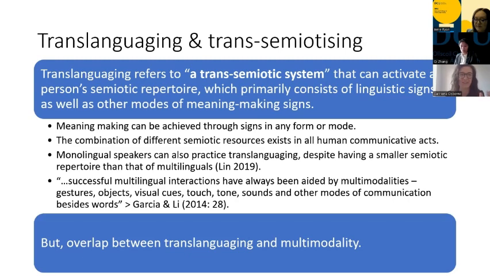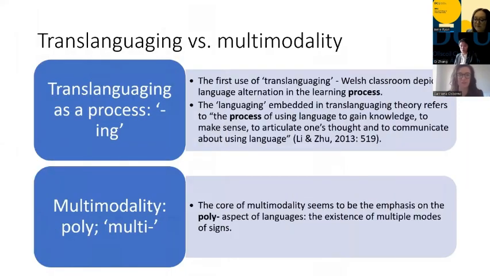So in my next slide now, I'm going to show the difference between the two. So translanguaging as a process, again, we think of this as something continuous, ing. The first use of translanguaging, of course, we probably all know this now, was in the Welsh classroom, and this depicted the language alternation in the learning process. So in Wales, the medium of instruction would be primarily Welsh, and then the students or the children in the classes were going home to speak English. So in the classroom, the students were drawing on their own linguistic repertoire to create meaning and help each other to create meaning in the process of learning.